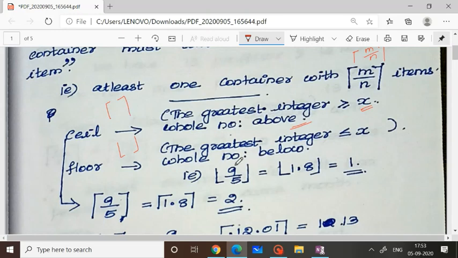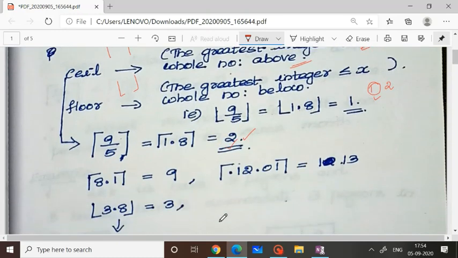For example, floor of 9 by 5 is equal to floor of 1.8. The nearest integer would be 2, but we want less than or equal to, so the integer is 1. So the answer is 1. But the ceil of 9 by 5, that is ceil of 1.8, is the greatest integer which is greater than or equal to x, the whole number above 1.8, which is 2. So we take 2 as the answer.